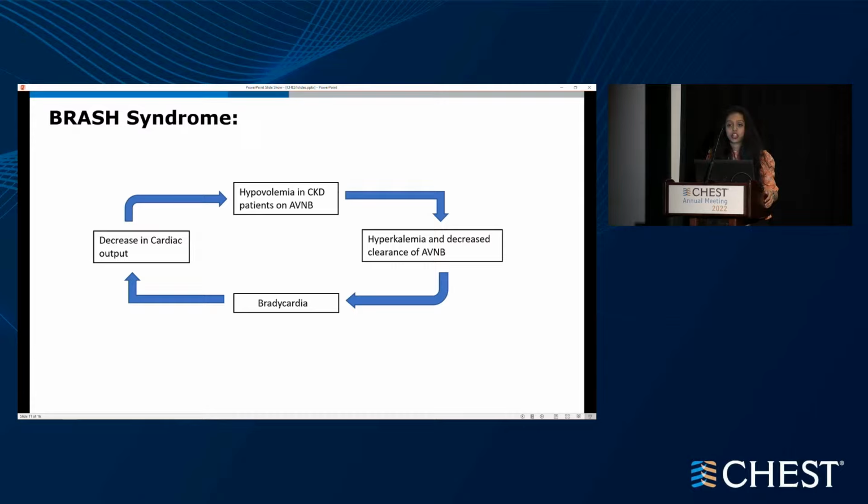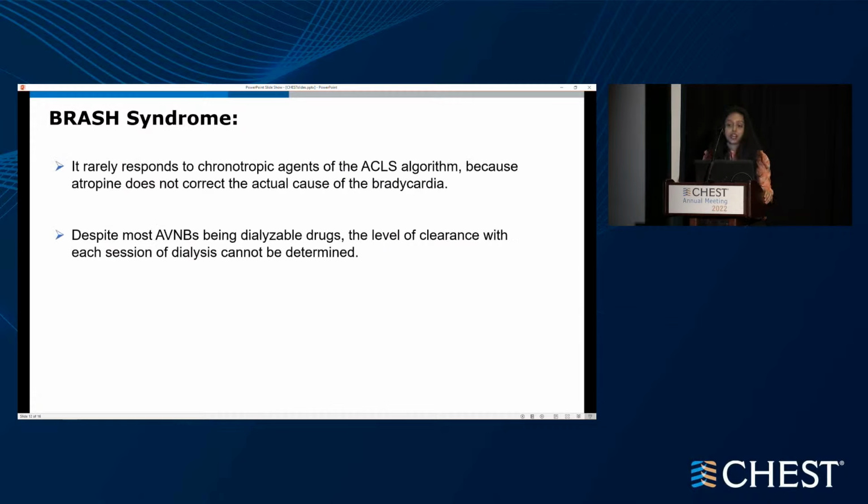And the most important point in management, because this is a very fast vicious cycle: even though we don't see hyperkalemic changes on the EKG, it is better to give the patient calcium gluconate to stabilize the membrane of the cardiac cells. We do have agents like atropine in the ACLS algorithm, but they work well for vagally mediated bradycardia. Here the cause is totally different, and they do not correct the actual cause of bradycardia.